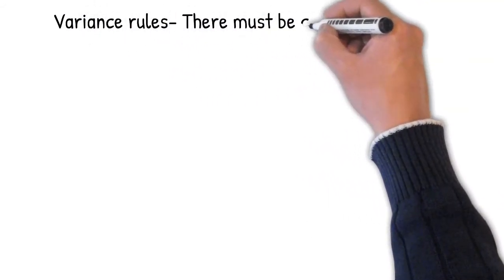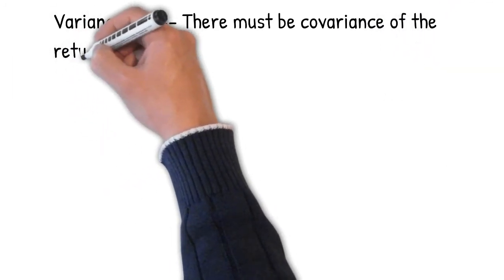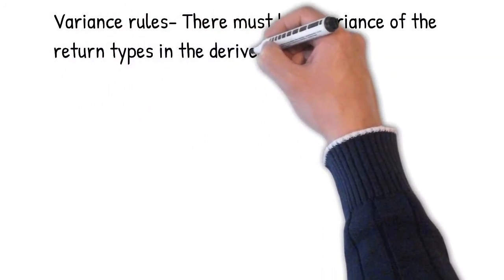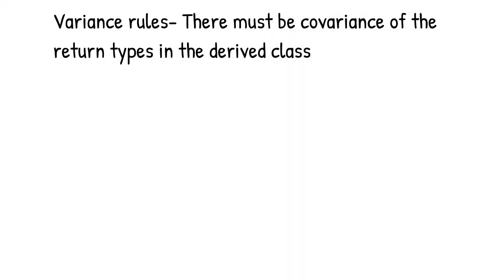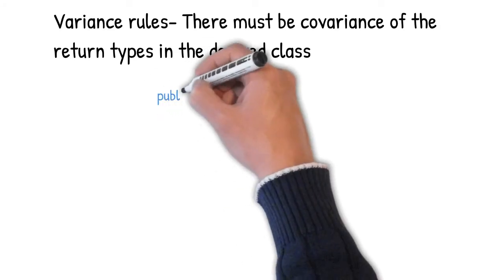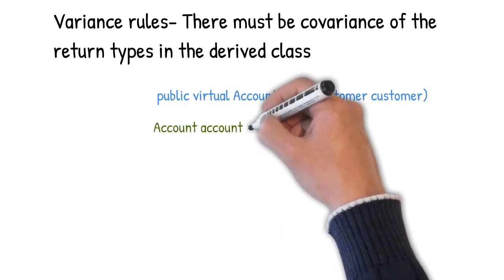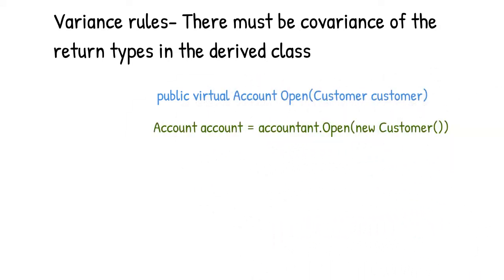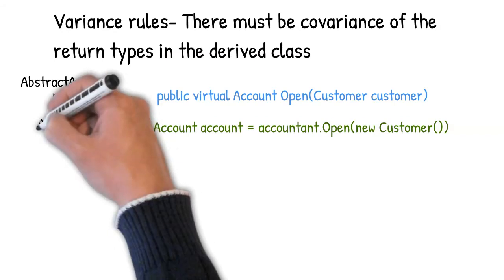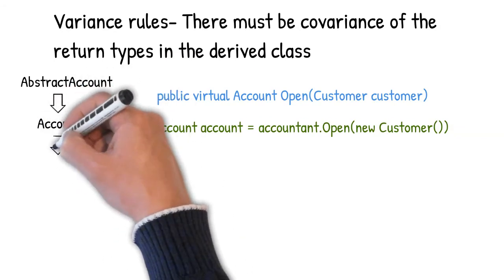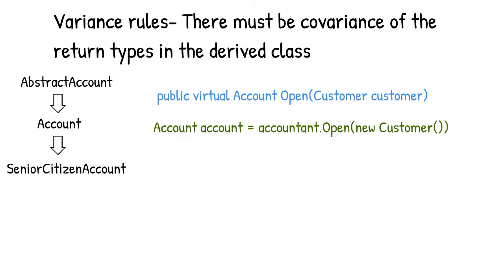The second variance rule talks about the covariance, which indicates that there must be covariance of the return types in the derived class. What that means is, if we take another look at the method signature in the accountant entity and how the consumer is consuming it, the consumer is basically collecting the instance of account in the reference of account. Now let's say we have abstract account as a parent class, then the account class inherits from the abstract account and senior citizen account inherits from account class.